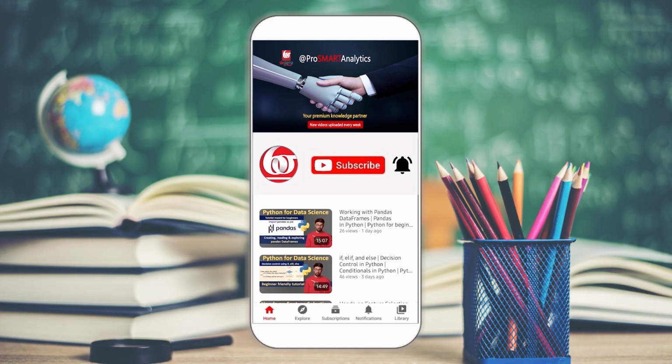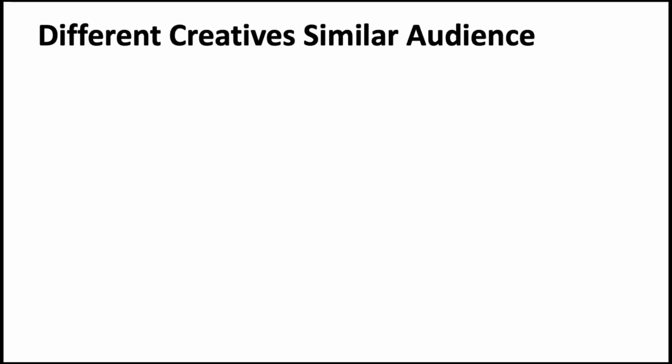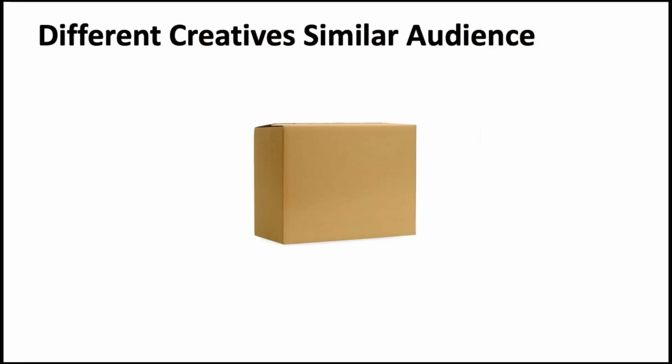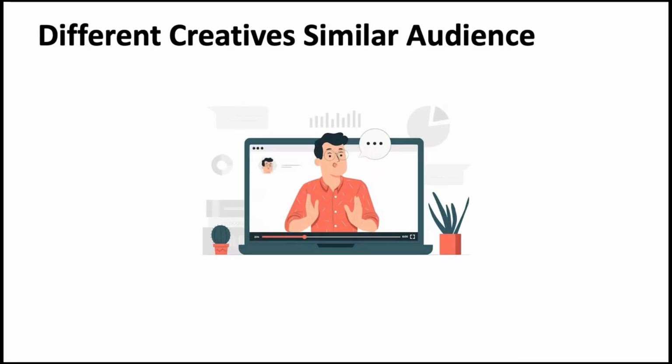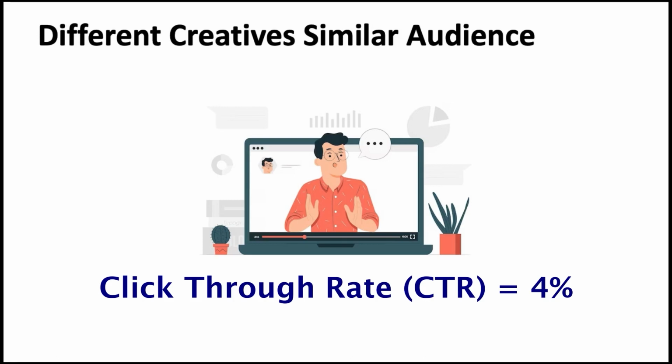Let's get started. So there are two broad variations of A-B testing. First is that we show different creatives to similar audiences. So let's say we have a product or service which essentially caters to people of an age group of 18 to 25, relatively younger people. We've been running an ad, and let's say we have a click-through rate of around 4%. So if the ad is displayed before 100 of our prospects, 4 of them click on it. That's our current click-through rate.